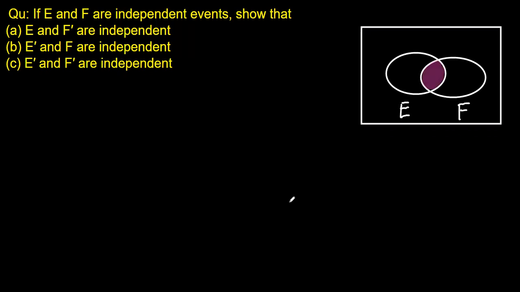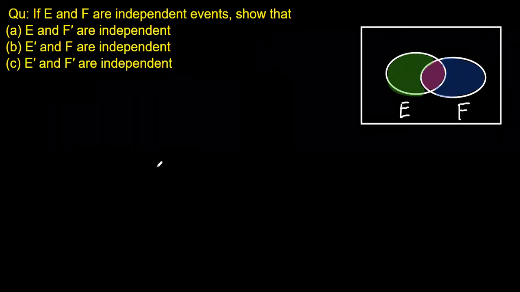Intersection, and we have another region there. We can show it in a different color, like this one. This region means elements which are in E but not in F, right? And similarly, we can show one more region here, so that region over there, right? So this will represent three disjoint sets.